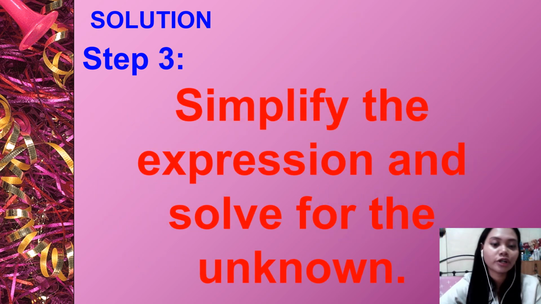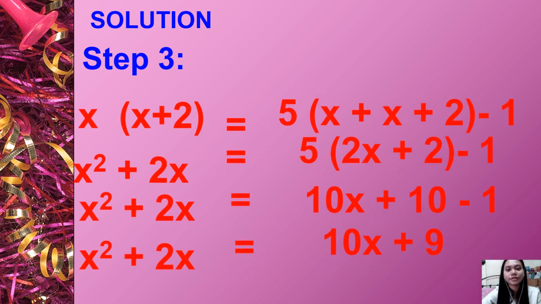Simplify the expression and solve for the unknown. So, in this case, yung ating left side, isosolve din natin at the same time yung right side. So, this is the left. Left side must be equal to the right side. Okay? So, ito, by distributive property, x multiplied to x is x squared. Then, x multiplied to 2 is 2x. Okay? So, standby itong left side.